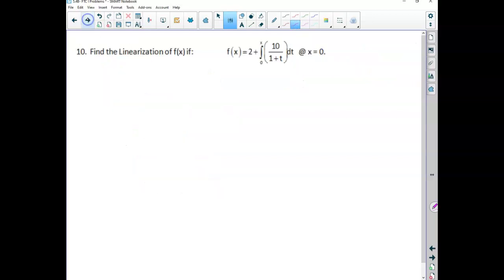And we've got another little twist here. Find the linearization of f of x if f of x equals 2 plus the integral from 0 to x of 10 over 1 plus t dt, at x equals 0. Oh my God, it's another function defined as an integral. Function defined as an integral.